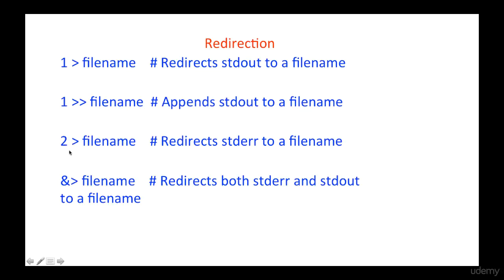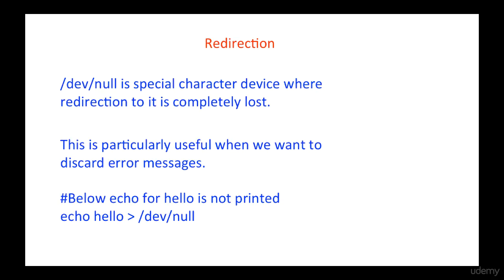So 2 is the stderr file descriptor, and so 2 greater than file name means redirect stderr to a file name. And when we have this special symbol, ampersand greater than file name, it means redirect both stderr and stdout to a file name. So whatever is there, just redirect it to some file name.